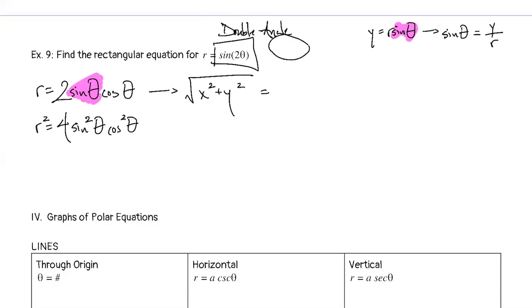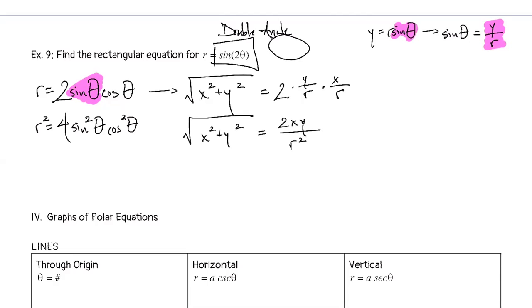So what that means is everywhere I see sine theta, I can replace it with y divided by r. Okay, so I have 2 times y divided by r, times, let's use some similar reasoning to try and get rid of the cosine. What can we write instead of cosine? x over r. All right. So I've got the square root of x squared plus y squared equals 2xy over r squared.